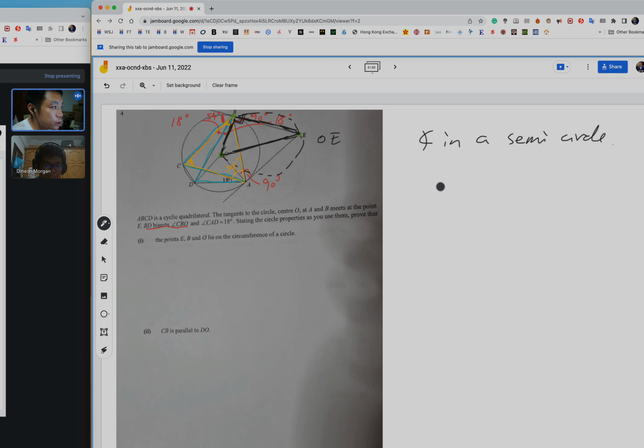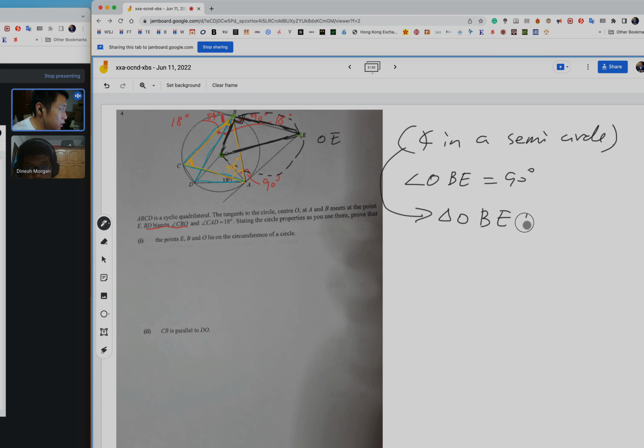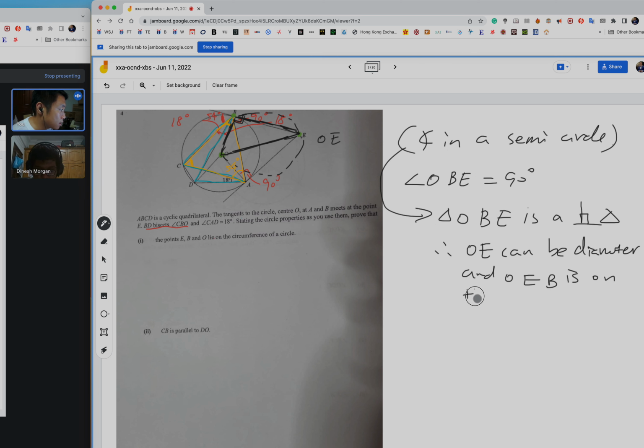So I think the reason is you just write down that angle OBE is 90 degrees. So therefore, because of the angle in a semicircle, triangle OBE is a right angle triangle, right? So therefore OE can be the diameter, and O, E, B are on the circumference of the circle. Does it make sense to you? Okay, so that's the first part.